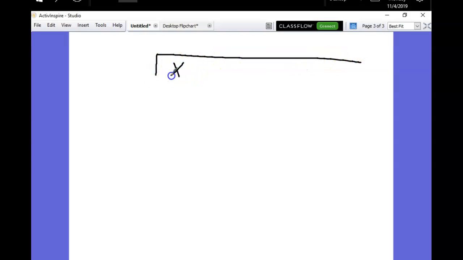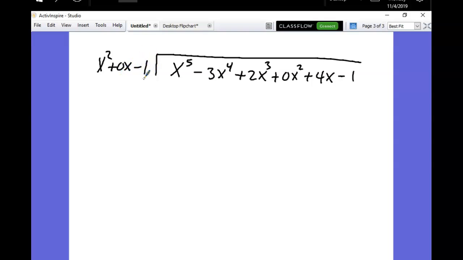Now, we have x to the 5th minus 3x plus 2x cubed plus 0x squared plus 4x and then 9, 1. And then out here we have x squared. I remember this one, 0x minus 1, right? Okay, so now here's what I want you guys to do. We're going to be putting something right here. See if you can figure out what it is. I'll give you a few moments.